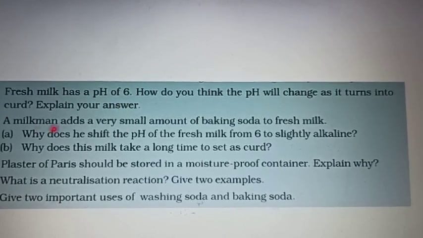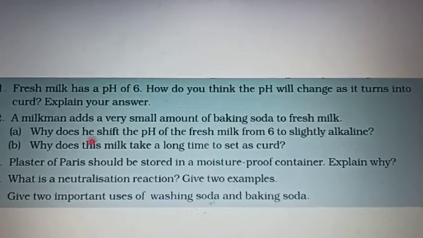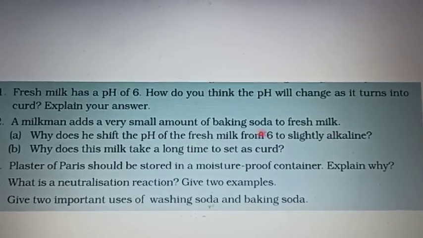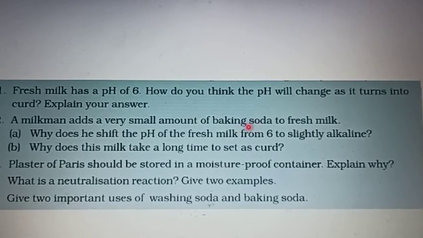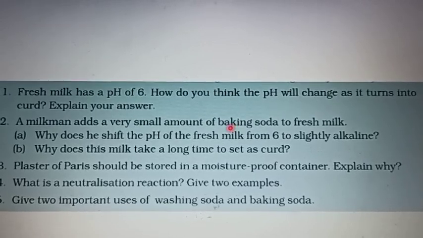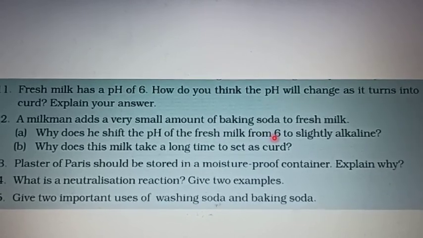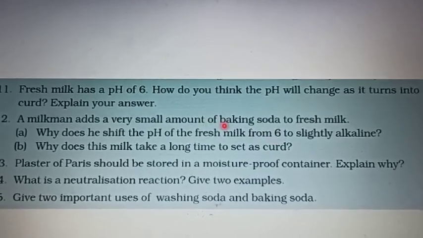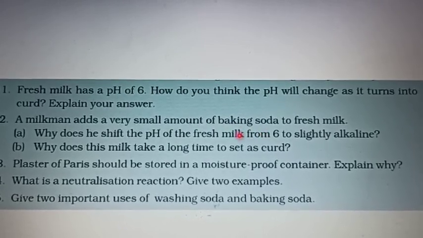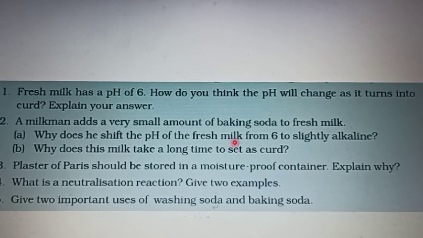Next question, a milkman adds a very little amount of baking soda to fresh milk. Why does he shift the pH of the fresh milk from 6 to slightly alkaline? Because you know that baking soda is basic, and if he adds a little amount of baking soda, it will delay the formation of lactic acid. That is why he adds a small amount of baking soda, so that the milk will remain fresh and will not be spoiled. Why does it spoil? Because of the formation of lactic acid.